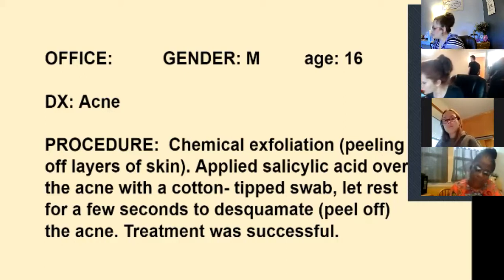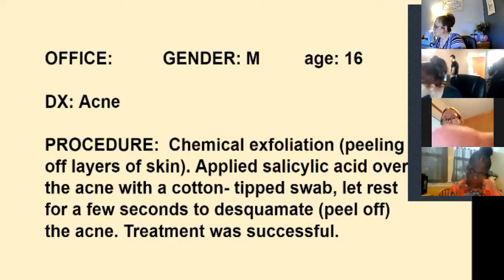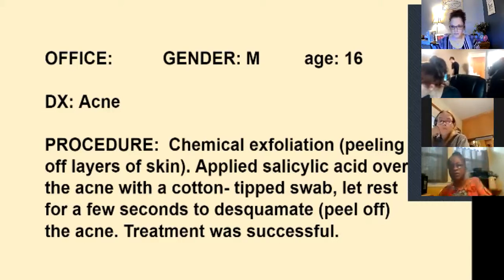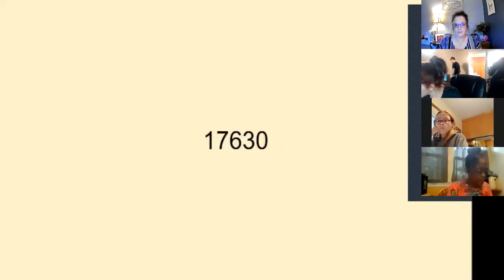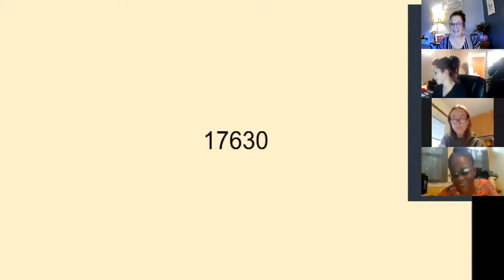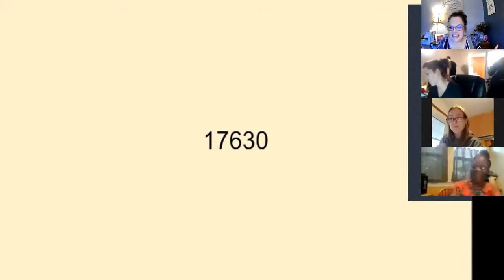Y'all, my poor manual, it is so tattered. 17 is only one. 17360 is only one. 17360. There's only one code. That's what I said.